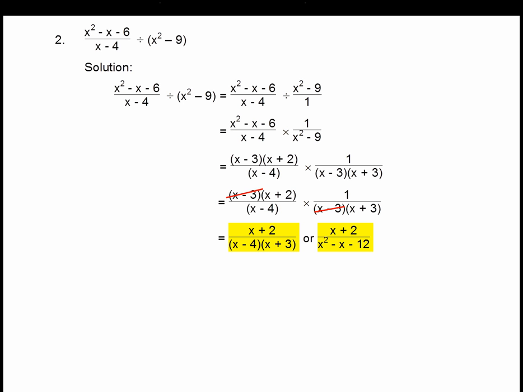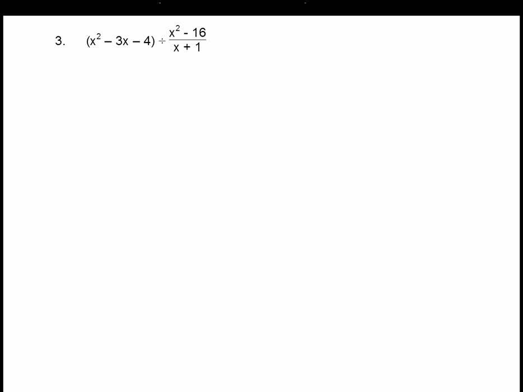Example number 3. I've got x squared minus 3x minus 4 divided by x squared minus 16 over x plus 1. And again, this numerator is over 1, so that'll be the first thing we do. We'll go ahead and write it over 1. That way everybody looks like a fraction. Again, remember to invert the second fraction and multiply. So I'll invert that to be x plus 1 over x squared minus 16. First fraction stays the same.